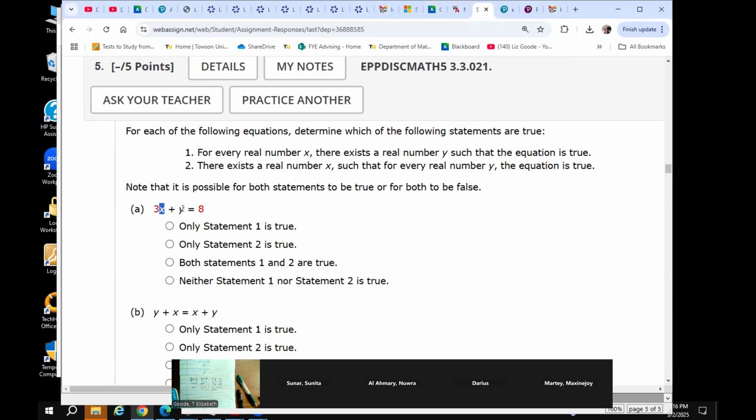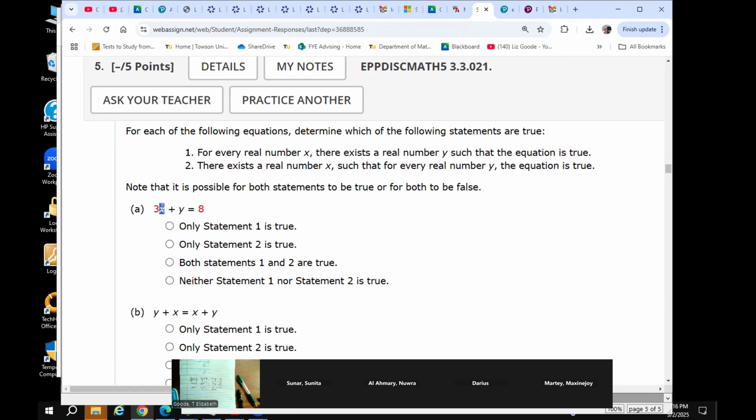Yes, because you can choose any number. If you choose any x, you plug it in, multiply it times 3, and subtract that from 8, and you can solve for the y, right? Yes. So certainly statement 1 is true. We can always solve for y once we plug in a value for x. But now it says there exists a real number x such that for every real number y, the equation is true. That's not true, because if you pick one value for x, that determines what y has to be.